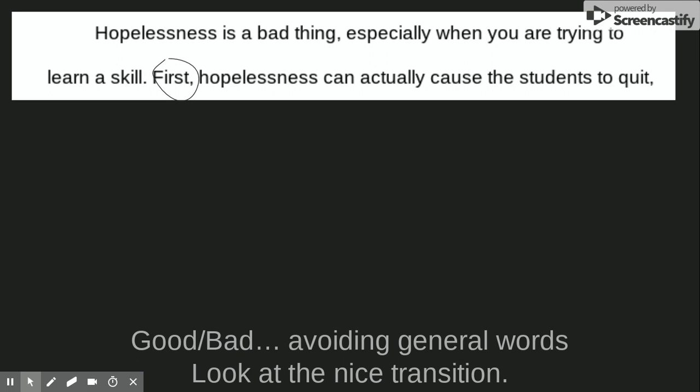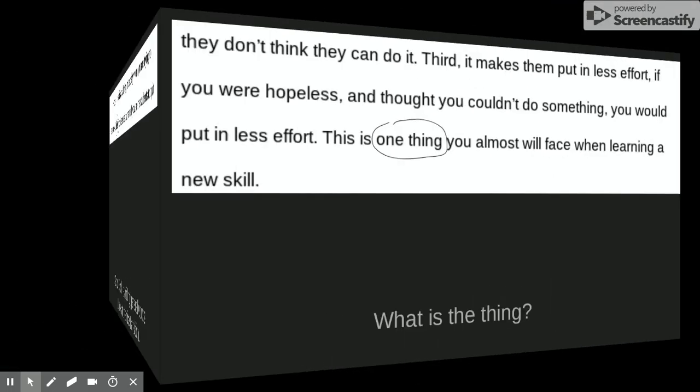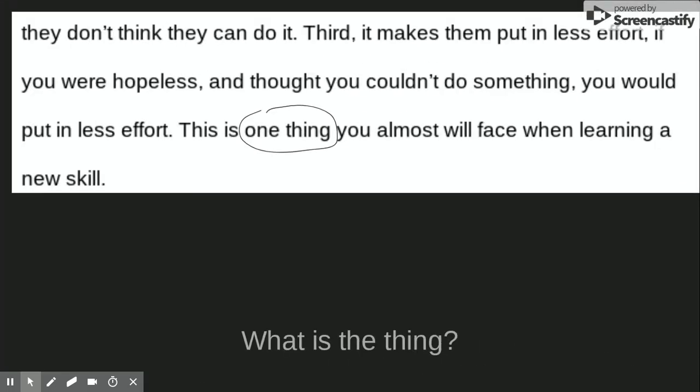Also, look at that nice transition. If you never know how to transition through ideas, you can always try first, secondly, thirdly, lastly. All of those are good transitions to integrate. What is this thing? Can you figure out what the thing is? If you were hopeless and thought you couldn't do something, you would put in less effort. This is one thing you will almost face. So this is an event, this is an occurrence.